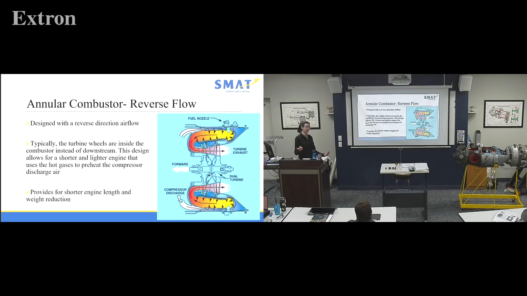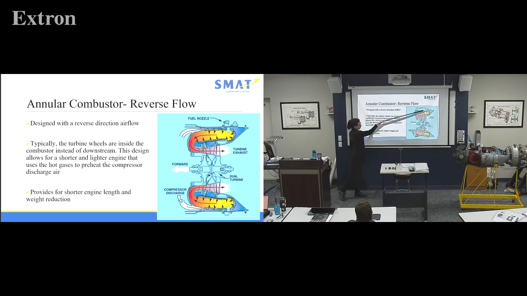So here's my favorite, annular combustor, reverse flow, and this is what is on the PT6. It's designed with a reverse airflow direction, so air is coming in here, comes in the sides, comes in the back. Here is our fuel nozzle, flame front comes here, expanding our air because we're adding a whole lot of heat energy, and the air accelerates, boom, onto our turbines.